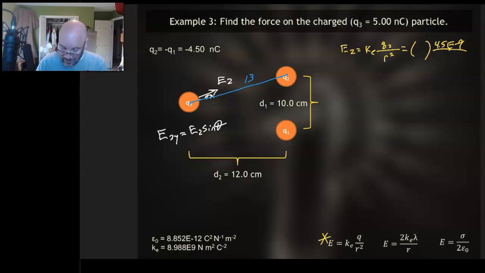Okay, so we're 13 there is what we want. So up here in our equation, then we are going to divide by 13 centimeters, so 0.13 squared. Okay, 13 centimeters there. All right, and I didn't bother to write in the value for K. You can look at it right down here. All right, so there's E2, okay? Now, what we need is E2 sine theta.